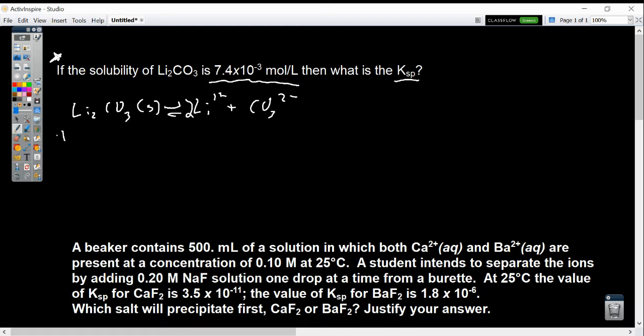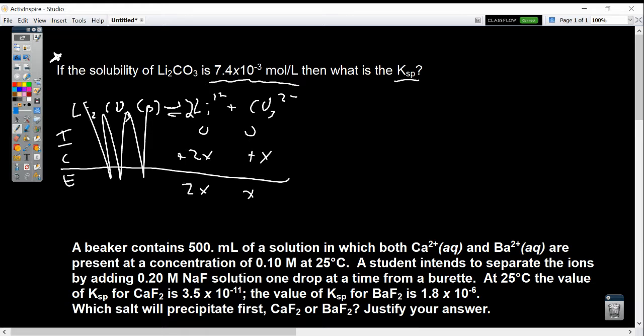You could do an ICE table. You have none of that, none of that. You make two of that, one of those. So that's 2x, that's x. That's a solid, so don't worry about it. Anyway, you don't really have to do all that because it's always going to be an ionic compound. It's always going to be the cation then the anion.